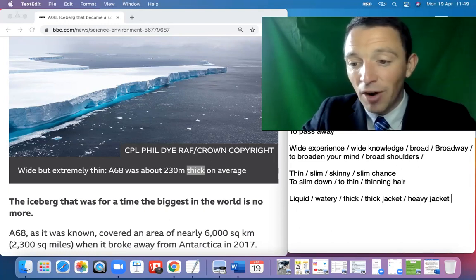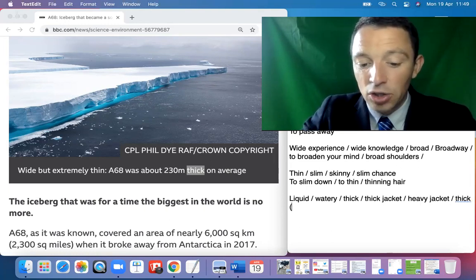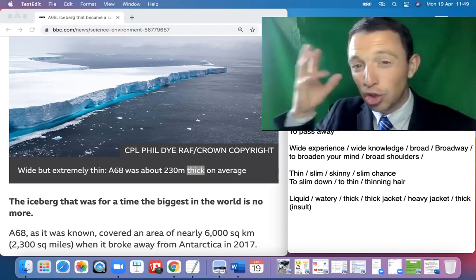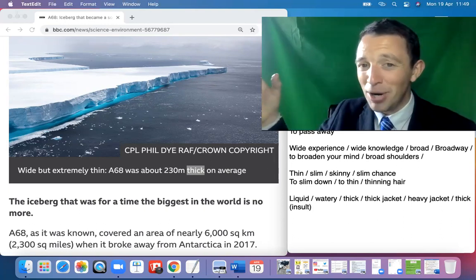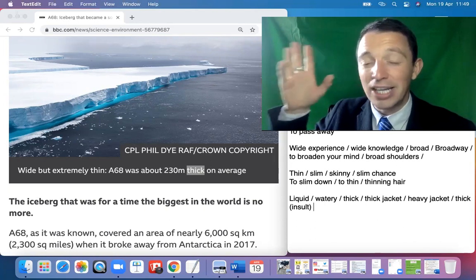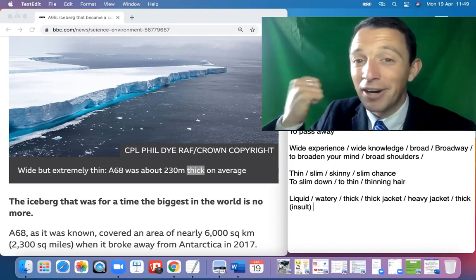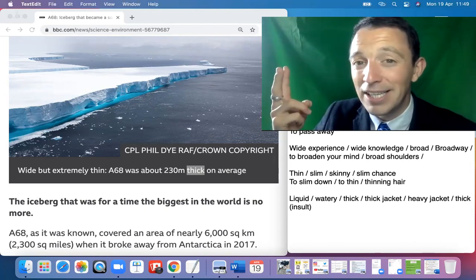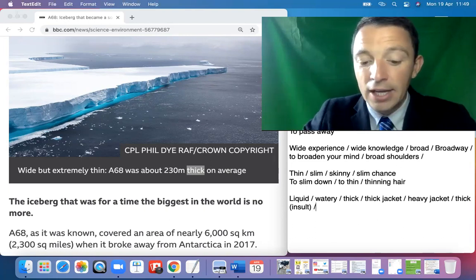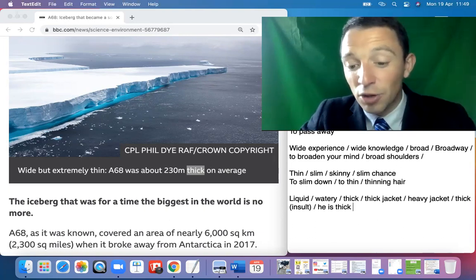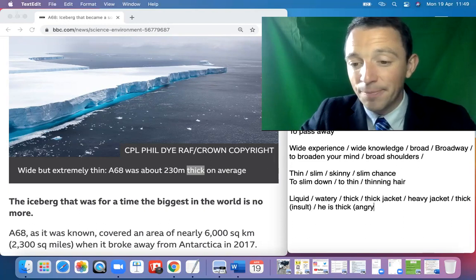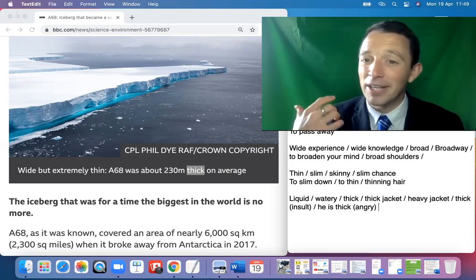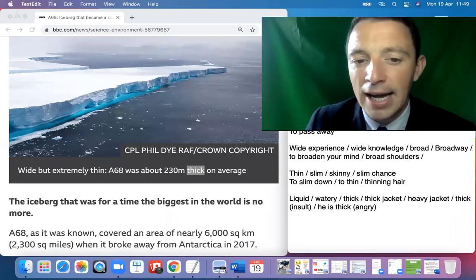And as I said before, thick can be an insult. So if you want to say the person is very stupid, if you want to insult the person, you can say he or she is very thick, and that could mean very stupid. But the second possibility is maybe angry. Okay, so if he is thick, it could be stupid or it could be angry. Okay, and that's very, very typical in conversation as well.